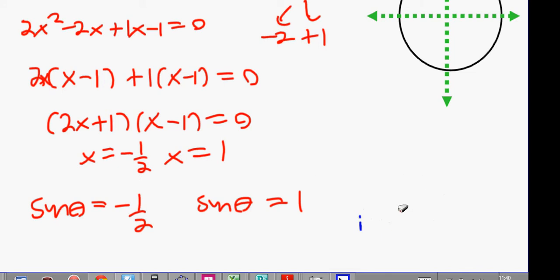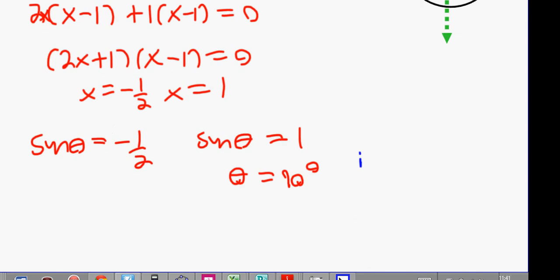Go to your tables on page 13. When does sine equal 1? The answer is theta equals 90 degrees. Does it equal 1 any other time? It doesn't for 180, it doesn't for 270, and because it doesn't for 0, it most definitely doesn't for 360. This one has one answer. This one, however, has more than one answer.